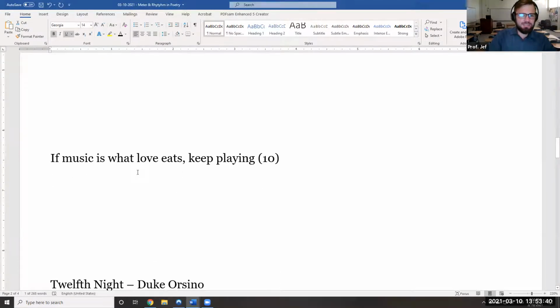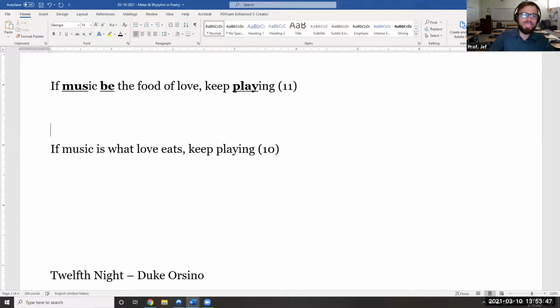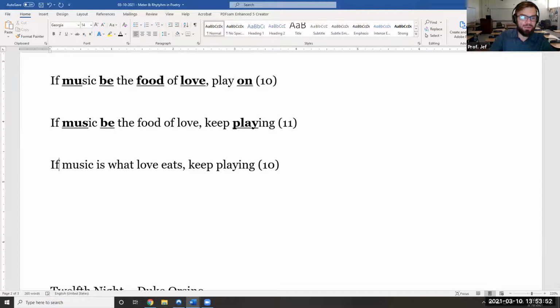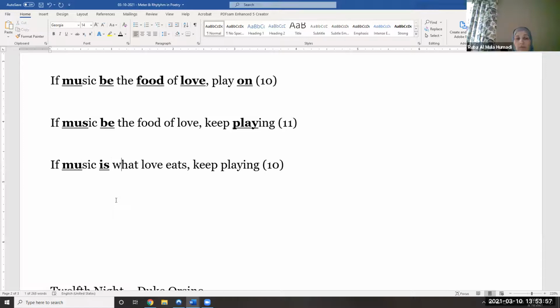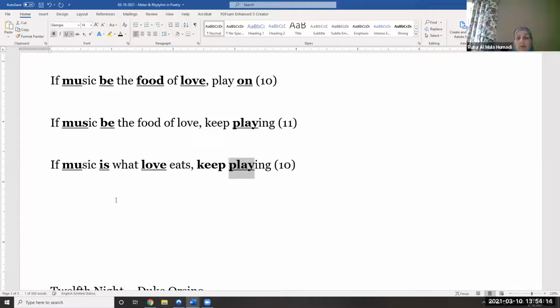So if you look at this, "if music is what love eats, keep playing." I'm just trying to show you if we keep the same idea but change the words, how much this changes the rhythm of the line, right? So music is love, but now eats is not going to be stressed, and it's a one syllable word. And if we follow iambic pentameter, we jump from love eats, keep, right?